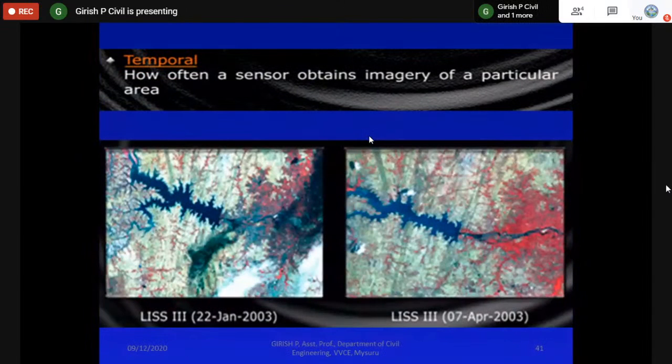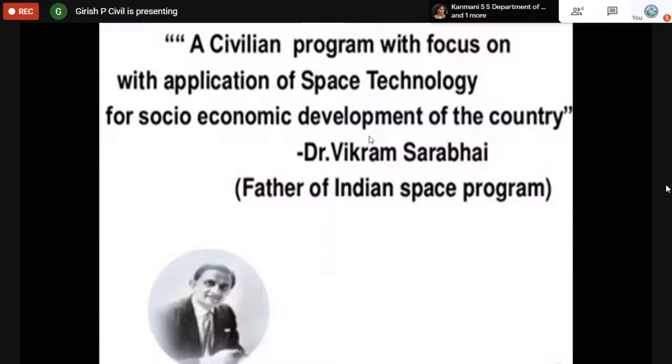Another one, the last type of resolution, is temporal resolution. Temporal resolution is how often a sensor obtains imagery of a particular area. This is an image taken with a camera of a particular area, a good example being the KRS catchment area. If we go in depth with high resolution, I have a very clear picture. But in general, the temporal image looks like a drainage pattern with irrigated and unirrigated areas.